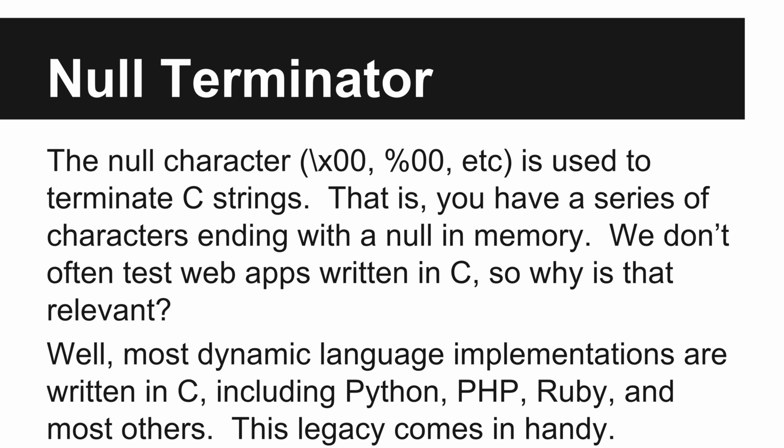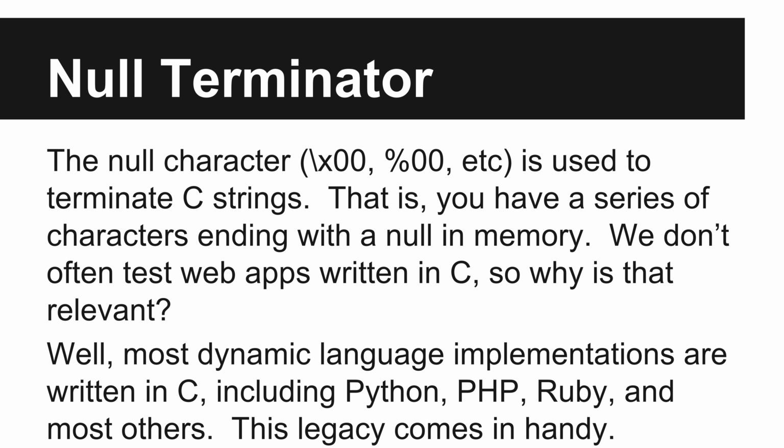To start, let's talk about what the null terminator is. The null terminator, also known as the null character, is a character with code point 0 and is most commonly used to indicate the end of a string for C code. That is, the computer doesn't actually know how long the string is. It just knows that it's a sequence of characters that end with a null.